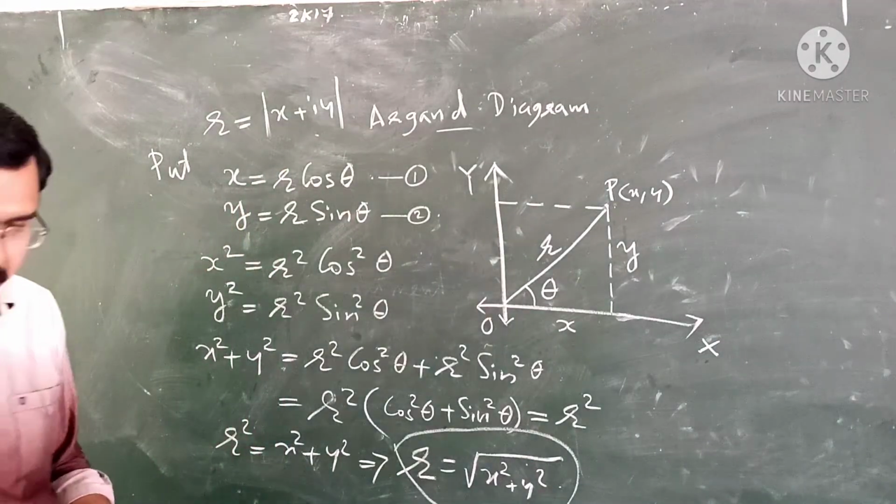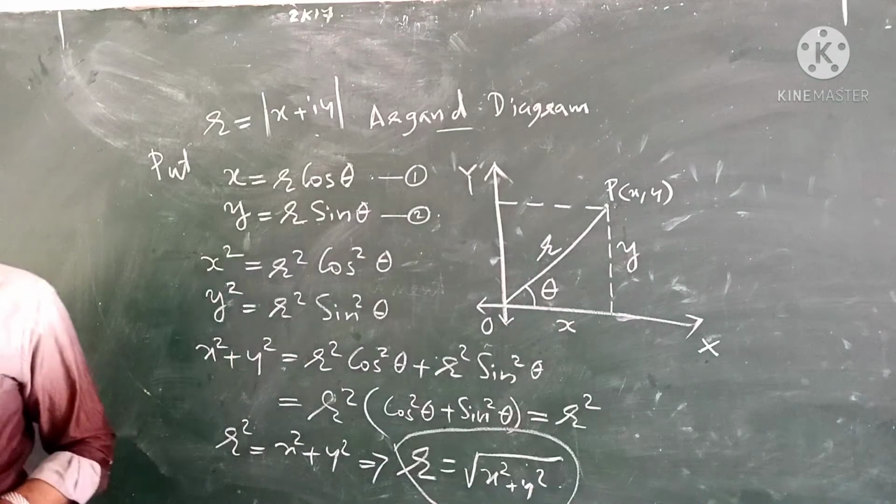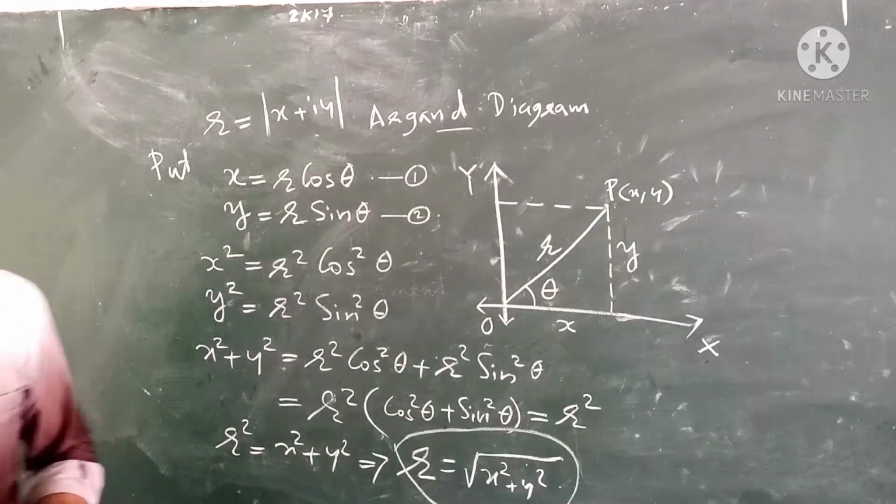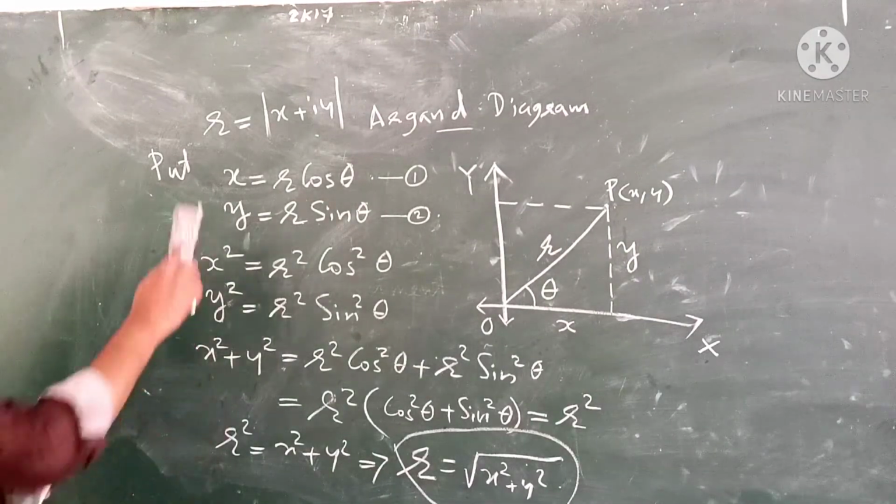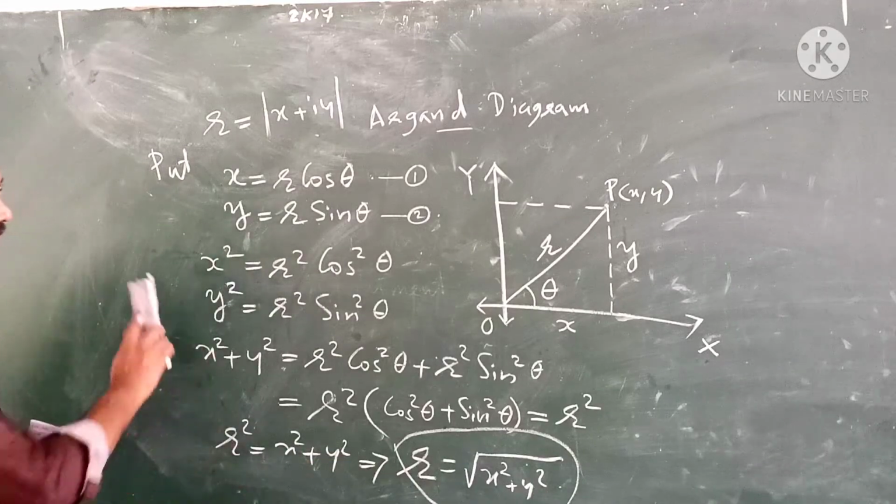Therefore r equal to root of x square plus y square. Then listen.